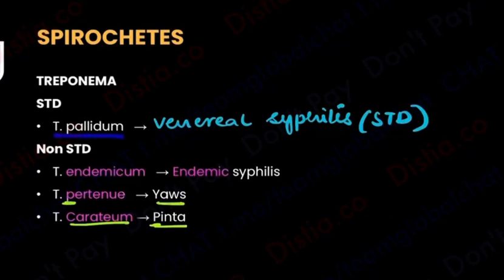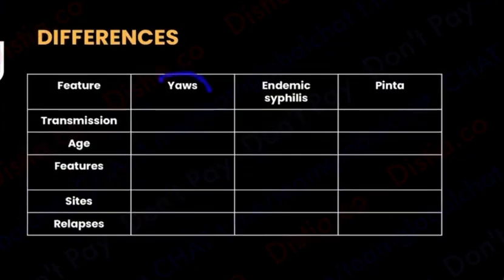Repeating, Treponema pallidum, everyone knows, is sexually transmitted syphilis. Endemicum, endemic syphilis. Treponema pertenue doesn't cause pinta, it causes yaws, and Treponema carateum causes pinta. So a quick review of these three things. This is only important if you're trying to get better marks in micro, because we know that yaws as a disease has been eradicated from India also, right? So yaws, endemic syphilis and pinta.